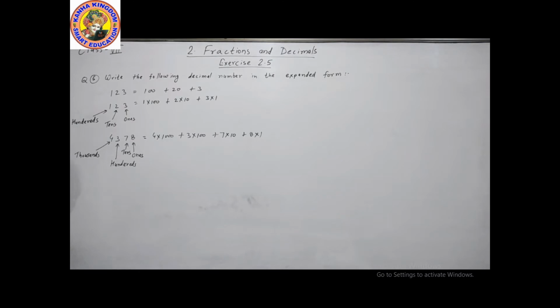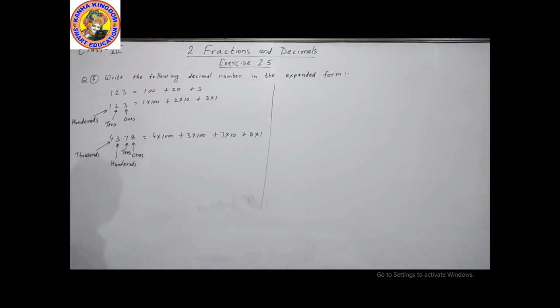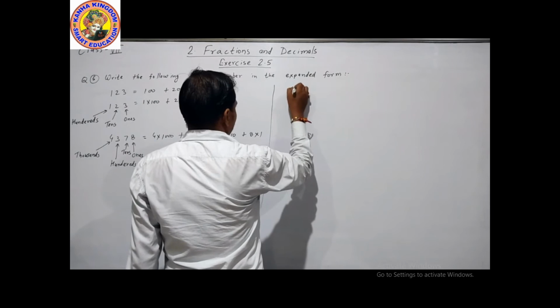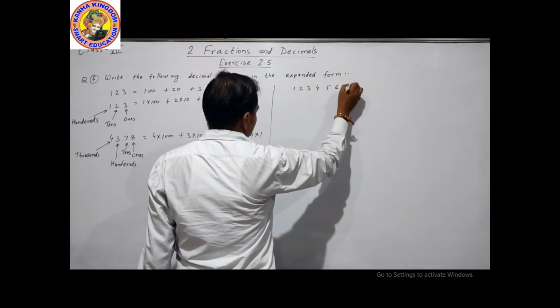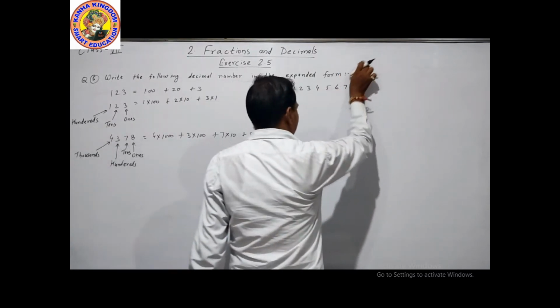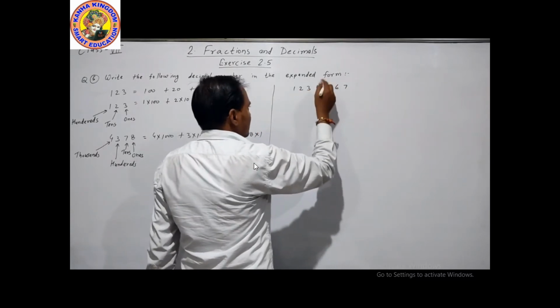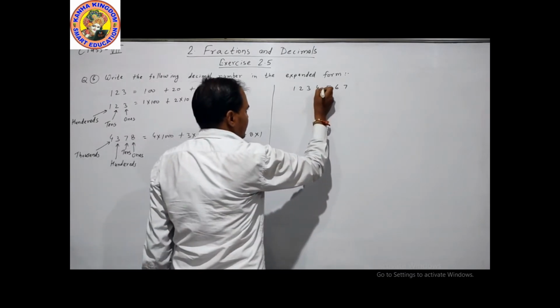Now, these are the integer numbers. We take decimal numbers: 1, 2, 3, 4, 5, 6, 7. Let's take up to 7 only. Now I write here a decimal point.